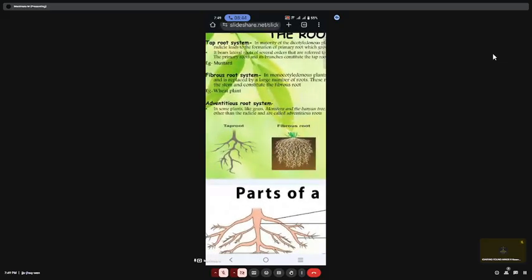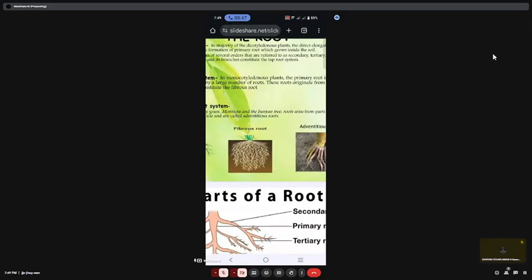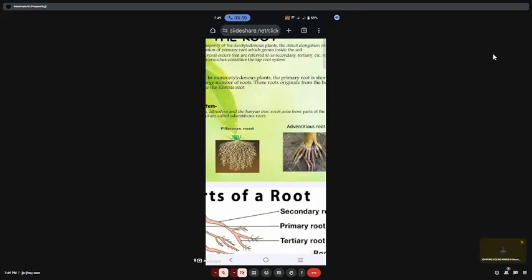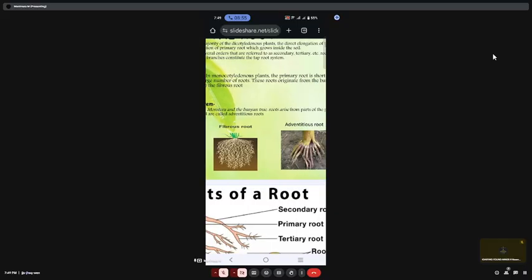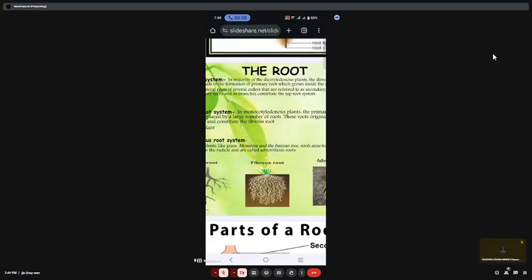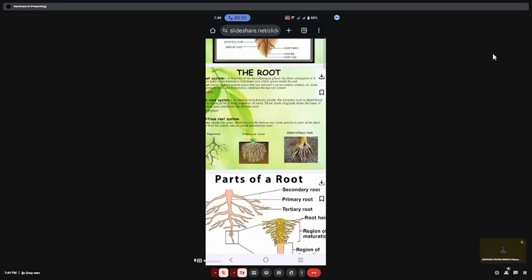Fibrous roots are mostly found in monocotyledon plants. Only the primary root is present, and the primary root is very short. A bunch of roots arises from the base of the stem. And what is the taproot system? The taproot system is found in dicotyledon plants. The first primary root is formed, then secondary to tertiary roots. Each root tip has a root cap. But in hydrophytes, instead of root cap, what is present?